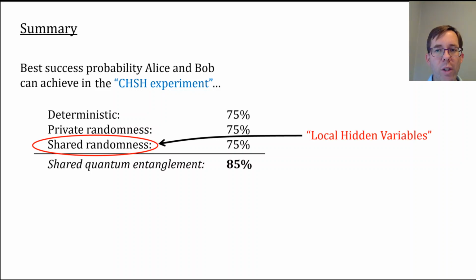Right, so I actually want to focus a little bit on describing this distinction between shared randomness and shared quantum entanglement. And I should add that in the quantum mechanics literature, this concept of shared randomness is usually called the local hidden variables model, or sometimes the local realism model. So what does it mean, the local hidden variables model? Well, it's kind of baked into the name.